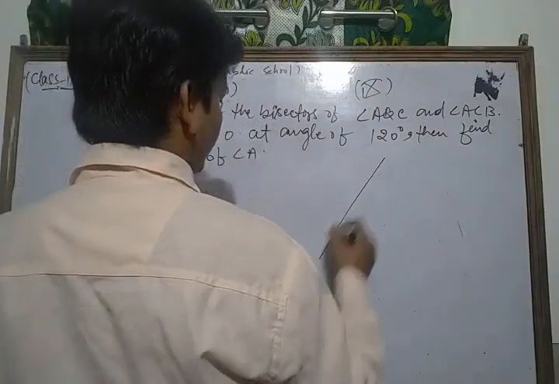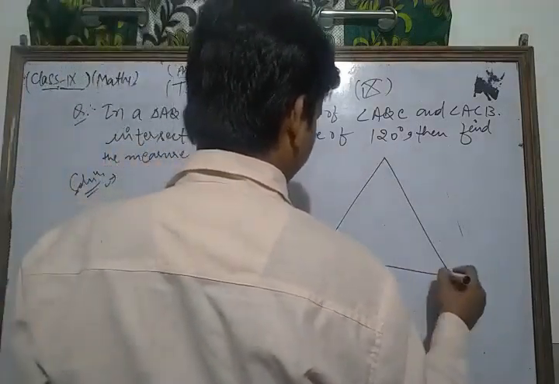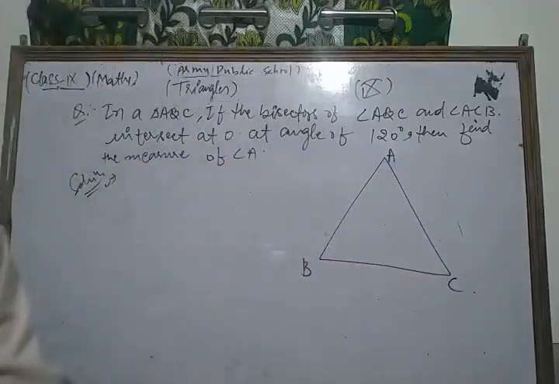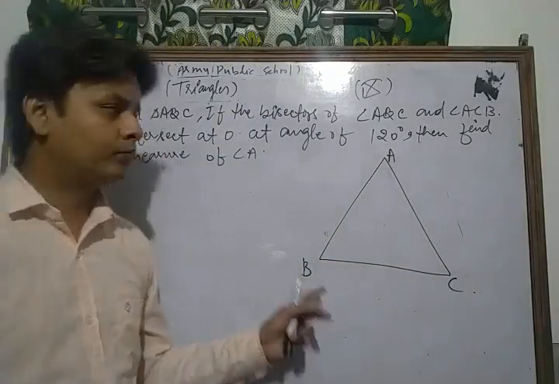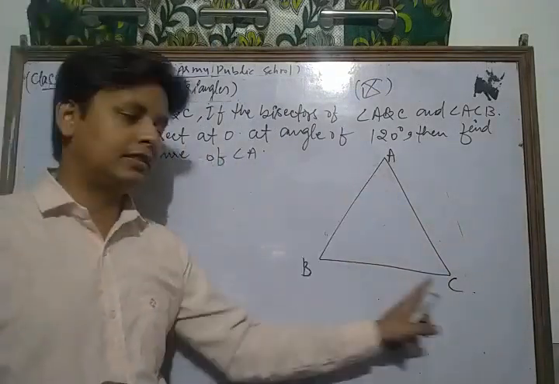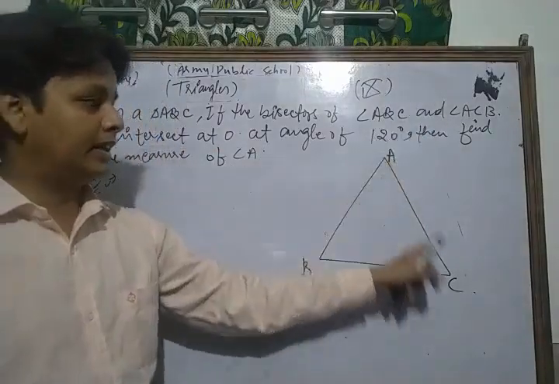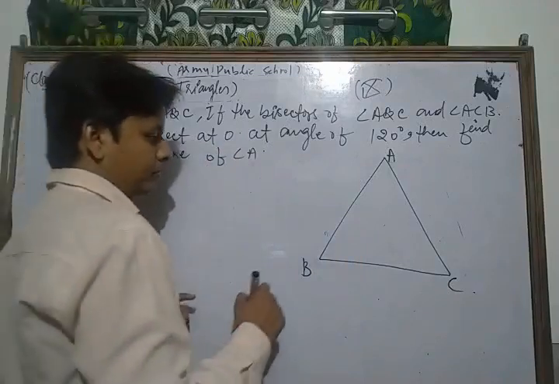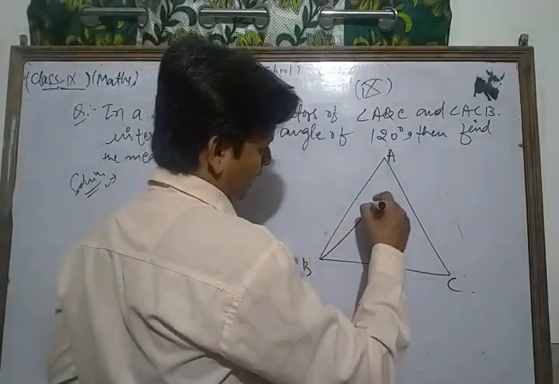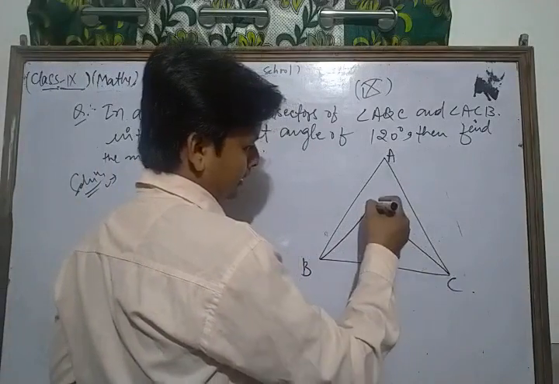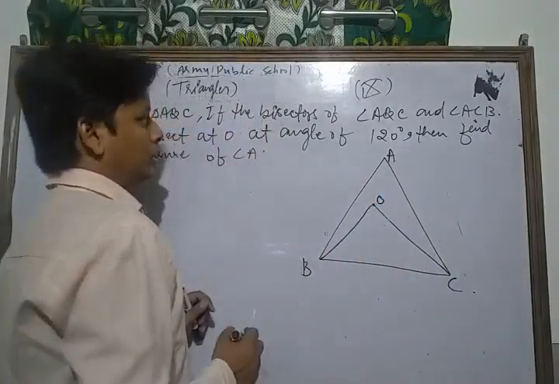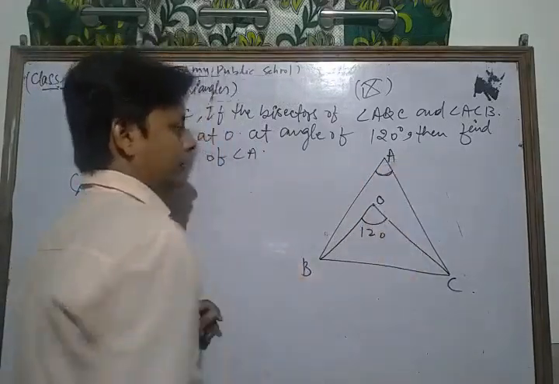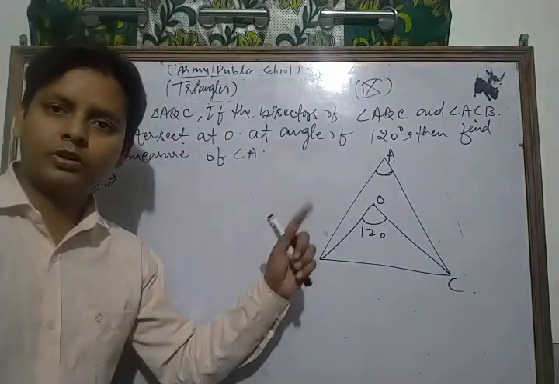Here a triangle ABC is given, and the bisectors of angle ABC and angle ACB intersect at O. That means the bisector of angle B and the bisector of angle C intersect each other at a point, suppose O, at an angle of 120 degrees. We have to find the vertex angle A. This is the figure according to the question.